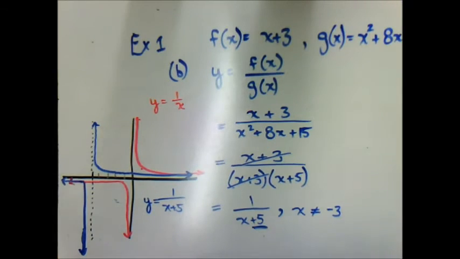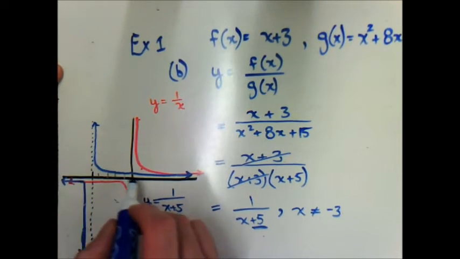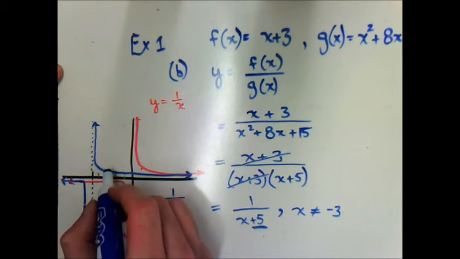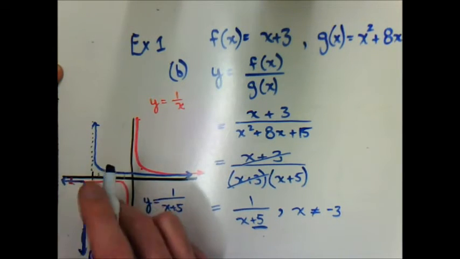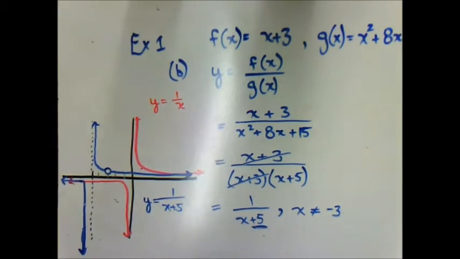But we're still missing one step. We said that there was a restriction on this function that x could not equal -3. So we need to find -3, and we see nothing's really happening there, but we've learned in an earlier unit that this is going to be a gap. There's a hole at x equals -3. So we identify that by an open circle.